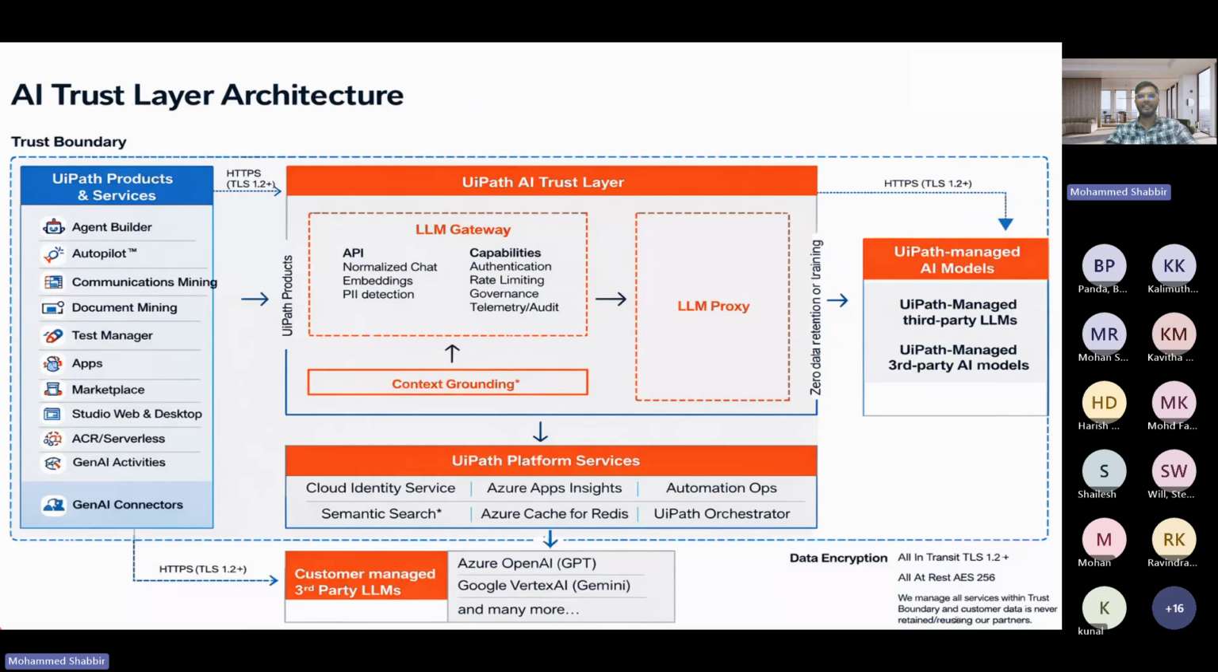Okay. So going back to UiPath, now we'll discuss the AI trust layer architecture. If you see the diagram here, can you see the numbers? I think it's fine. Now, speaking on the AI trust layer.